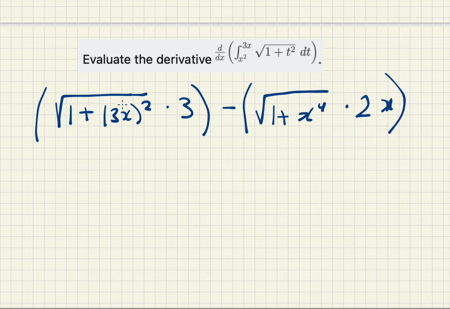This is basically what you would do if you had a variable x in both the upper and lower bound. Now when you have a variable x in only the upper bound, you would simply use the first part of this rule, which is this part over here. And that's only when the lower bound is a constant.